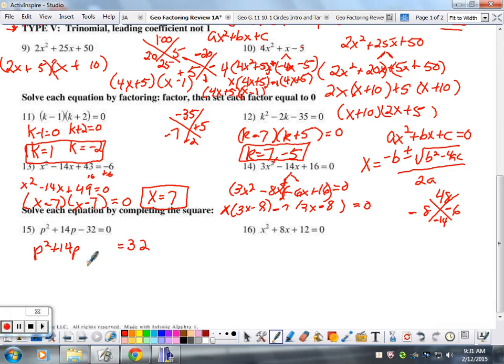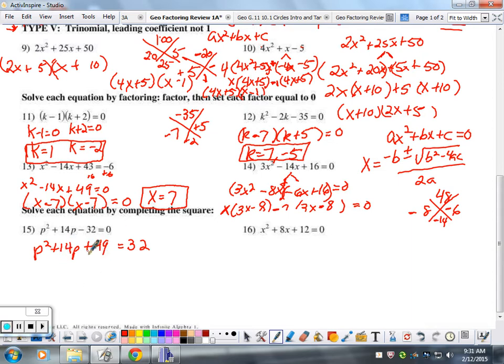A perfect square trinomial. The way you get there is you look at this plus 14 and you take half of it. What's half of 14? 7. Then you square that number. What's 7 squared? 49. That's what goes here. Look at B. Half it, square it, add it.